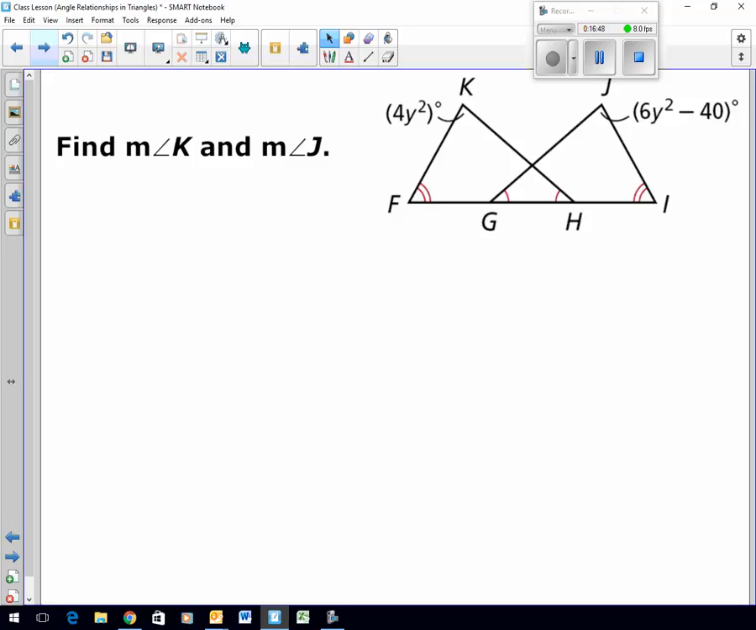This one gets real. If I've got two triangles here, IJG and FKH, and two pairs of congruent angles, what's true about K and J? They're congruent. So take 4y squared, set it equal to 6y squared minus 40, which would involve a quadratic, which I am not going to do. Okay?